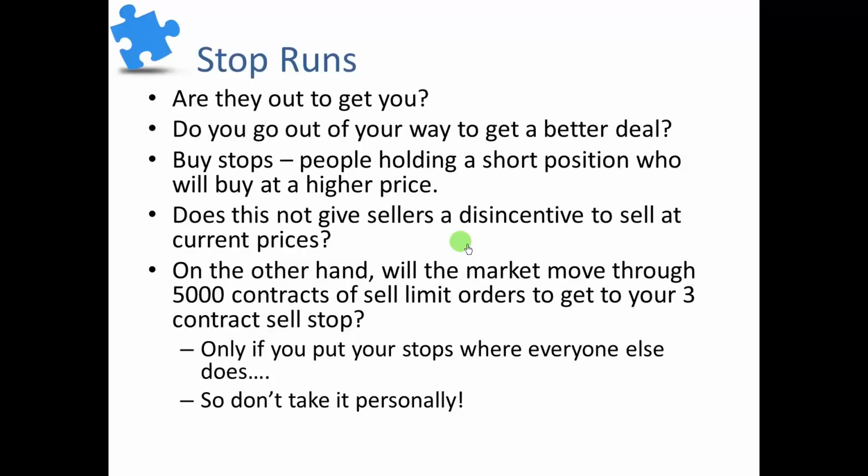So don't think somebody's sniffing out your stop order, because most of you aren't really big enough to even be important. If your 3-lot stop order is 4 ticks away on the ES, there could be 5,000 contracts between the current price and your 3-lot stop order. And nobody's going to buy 5,000 contracts to get you $150. So don't take stops personally.